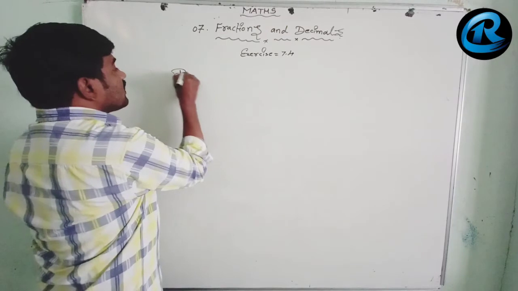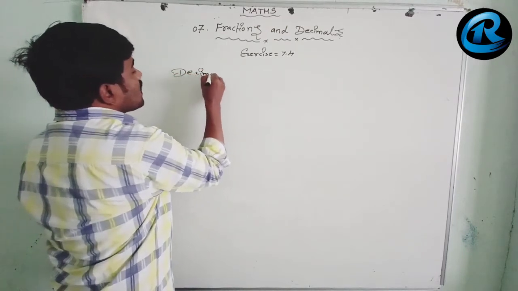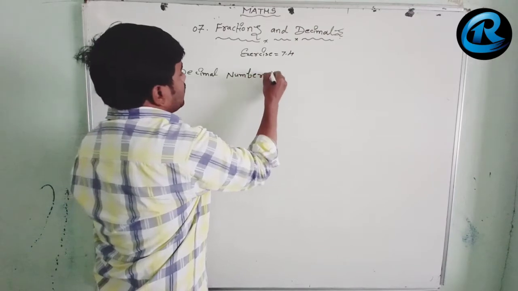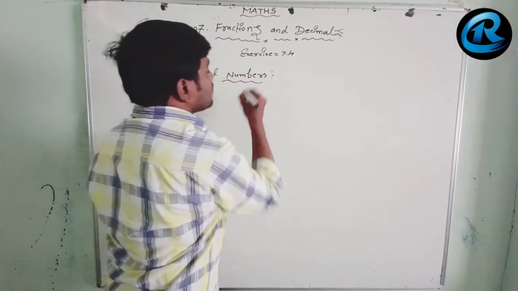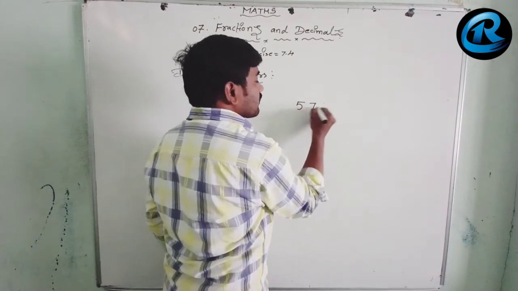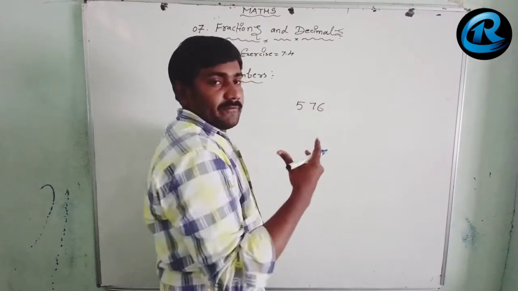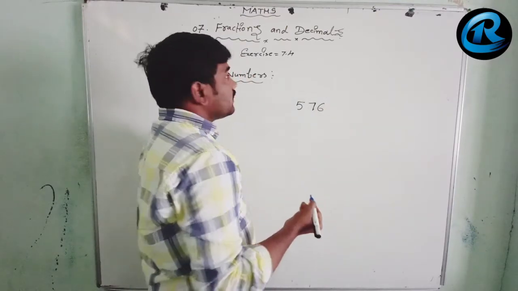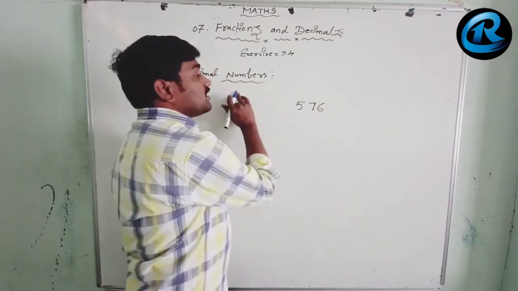So what is the meaning of decimal numbers? How do we get the decimal numbers? Suppose you take one complete number, this is called a whole number. 576. It is called a whole number. Okay. Then you get a decimal number.